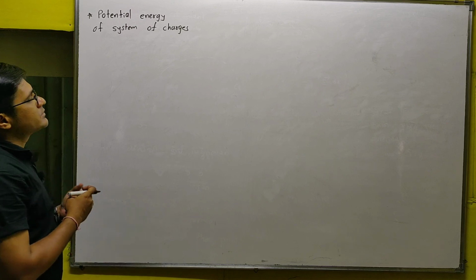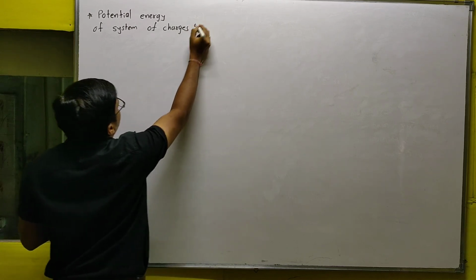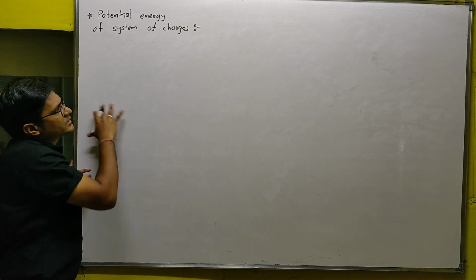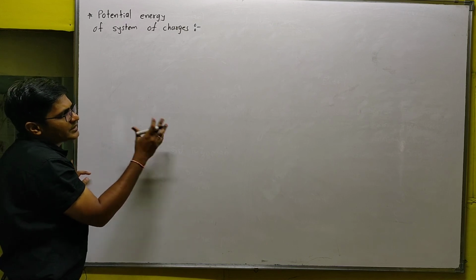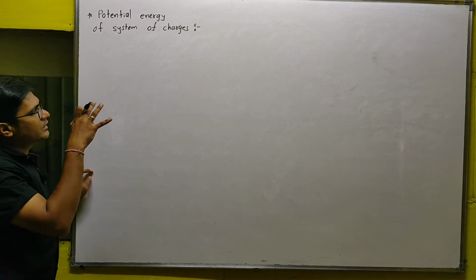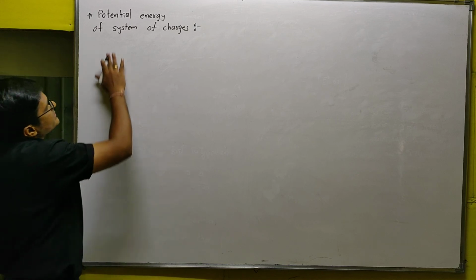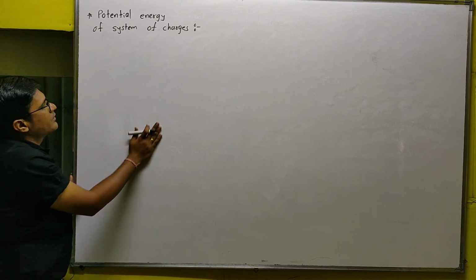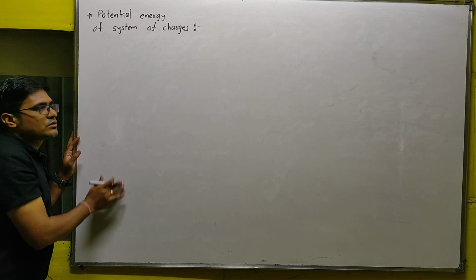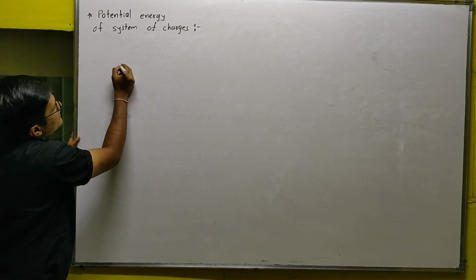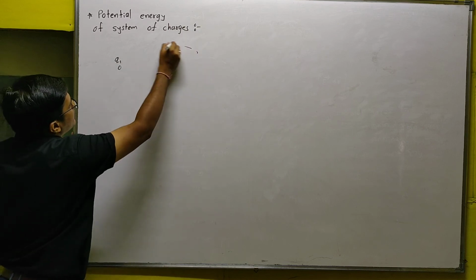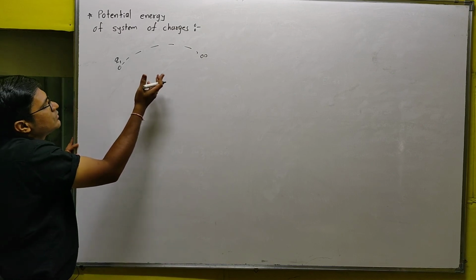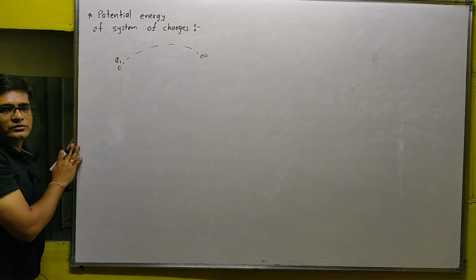Now we'll derive the potential energy of a system of charges. Potential energy means you are taking a charge from infinity to some region, and whatever work you do is stored as potential energy in that charge. To make the system of charges, you take the first charge q1 from infinity to this point, but no electric field is present, so no work is required to move this charge from infinity to this point.